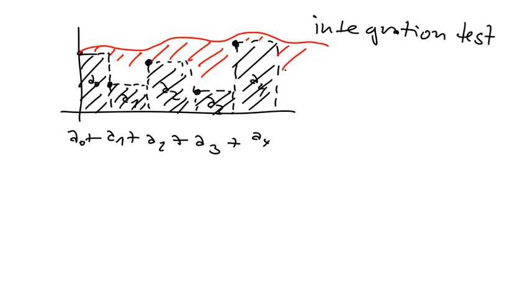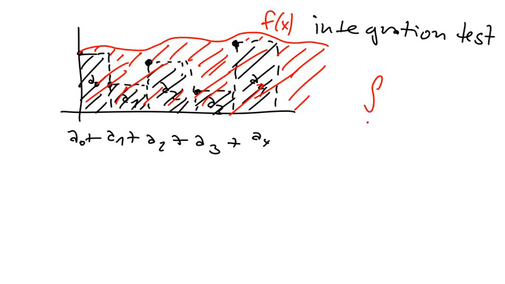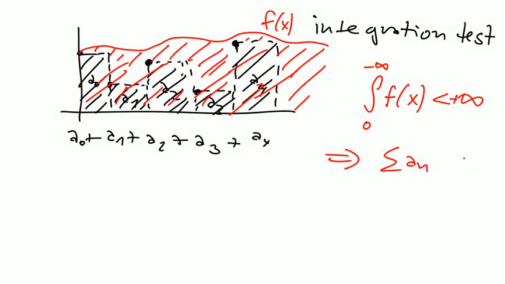If this function f(x) is larger than the whole staircase, then we can take a look at the integral of this function from 0 to infinity. If this thing is finite, then this red area is finite, and so the staircase also has to be finite, which implies that the sum of a_n converges. And similarly, if you take another function which is under the whole staircase, and its area is infinite, we can use it to show that the staircase is also infinite.